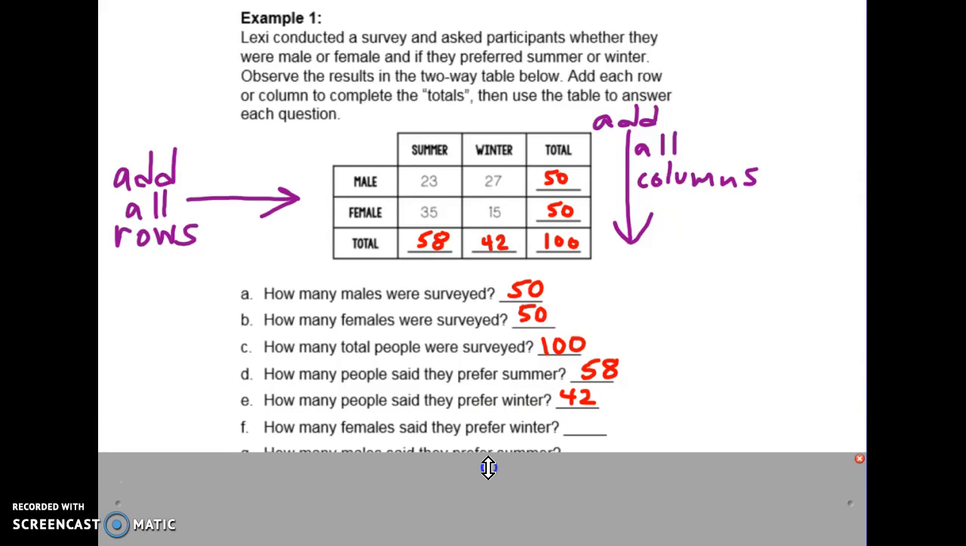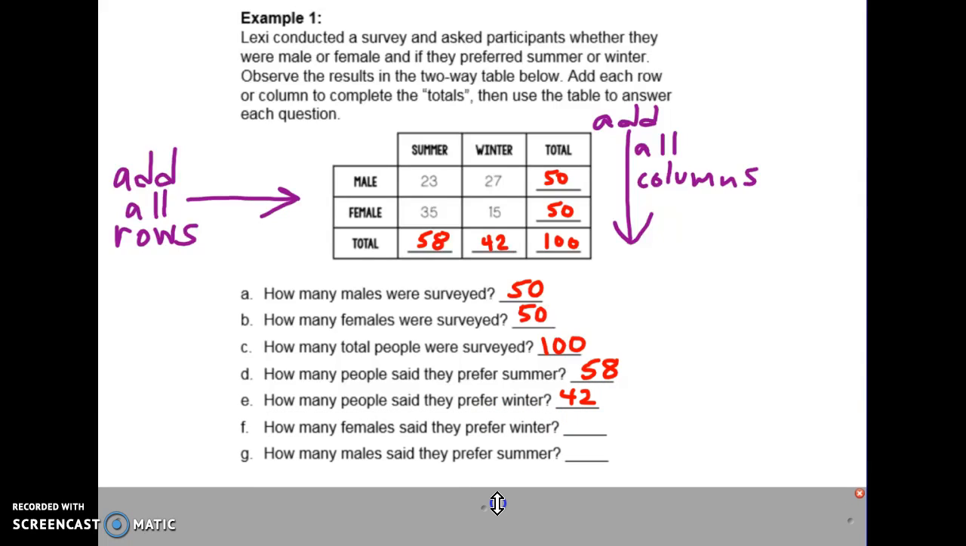So as long as you're careful reading these types of questions and you added your columns and rows up, you're in good shape. Let's see, they said this time, how many females said they prefer winter? So make sure you're in the female row. Make sure you go over to winter. There's only 15 females that preferred winter. And then it says how many males preferred summer. So again, go to male, go to summer, and you see it's 23.